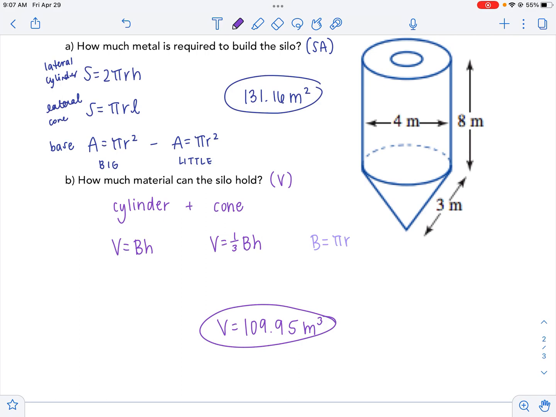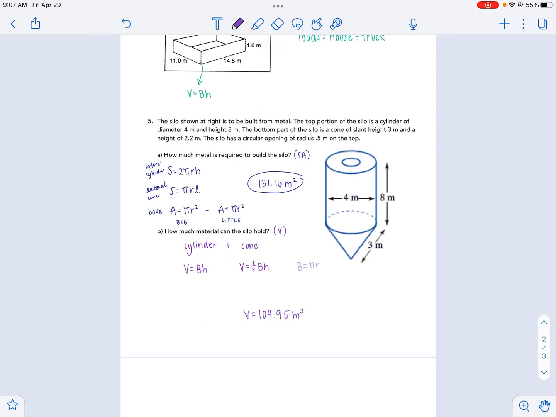So we're not actually going to solve those out. I just kind of wanted to talk through some word problems. But hopefully you have a much better grasp on if it's surface area or volume.